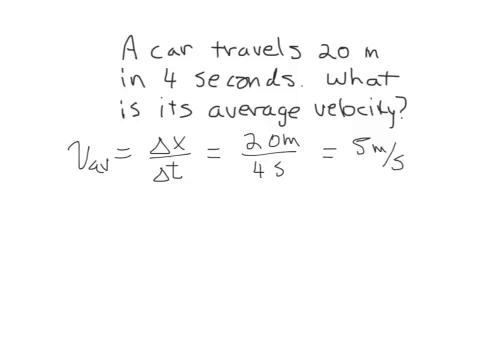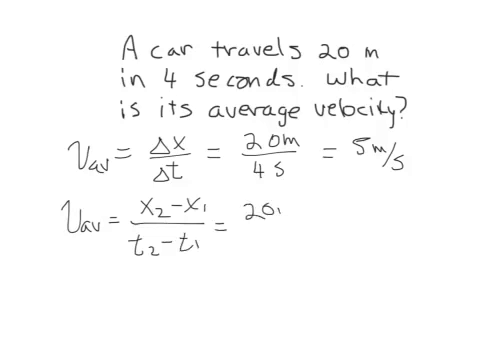If I wanted to be a little more careful about how I write my initial and final positions and times, I could say, well, v average is equal to x2 minus x1, the final position minus the initial position, over t2 minus t1. And that would be 20 meters minus the initial position, which is 0 meters, over the final time, which is 4 seconds, minus the initial time, which is 0 seconds, giving me the same 5 meters per second. So this is a simple translational motion problem for average velocity.